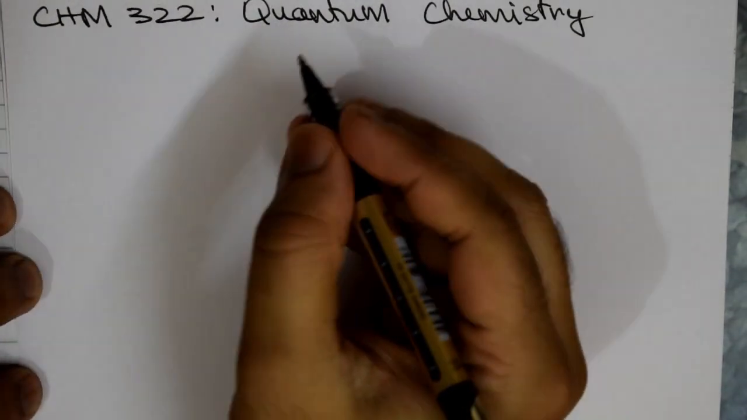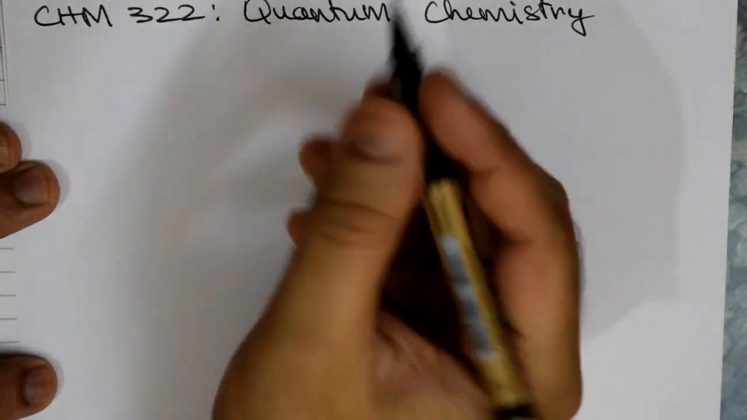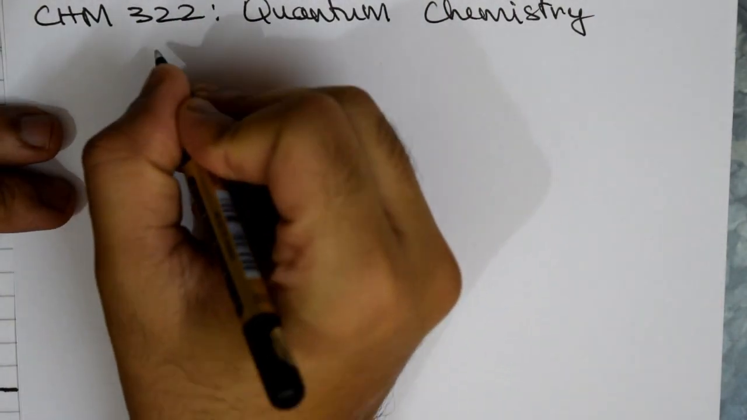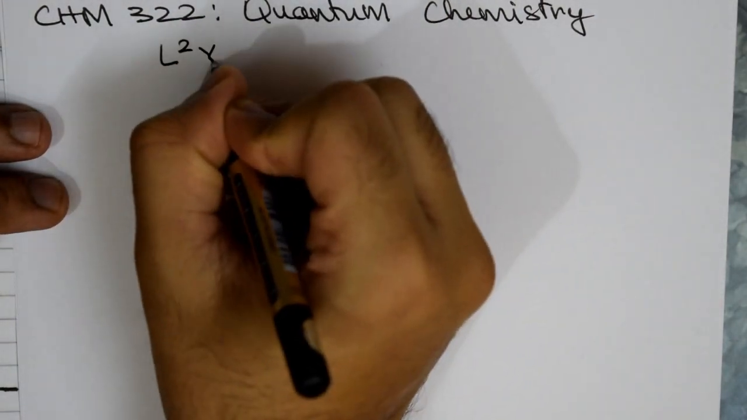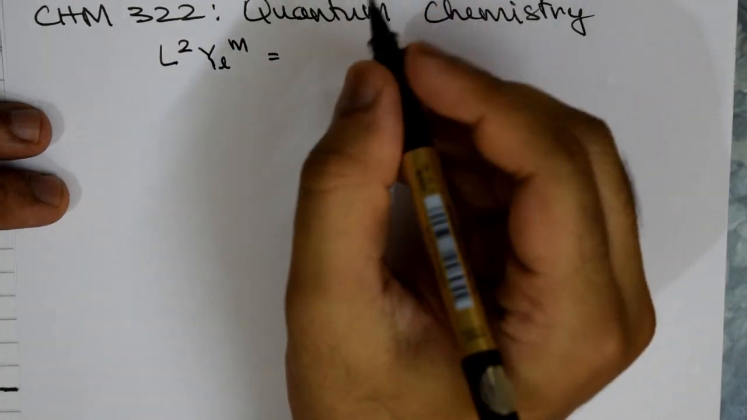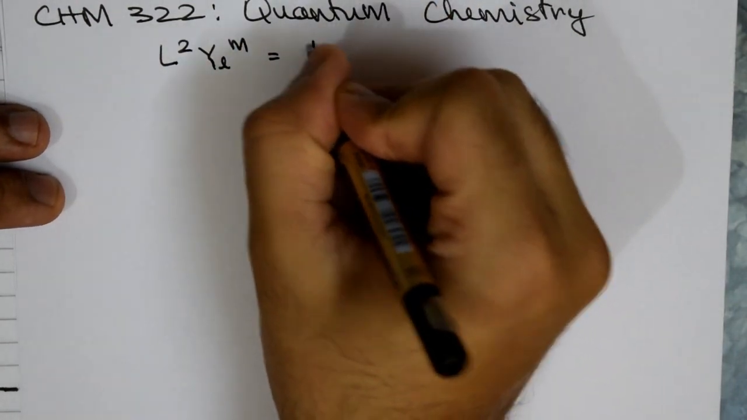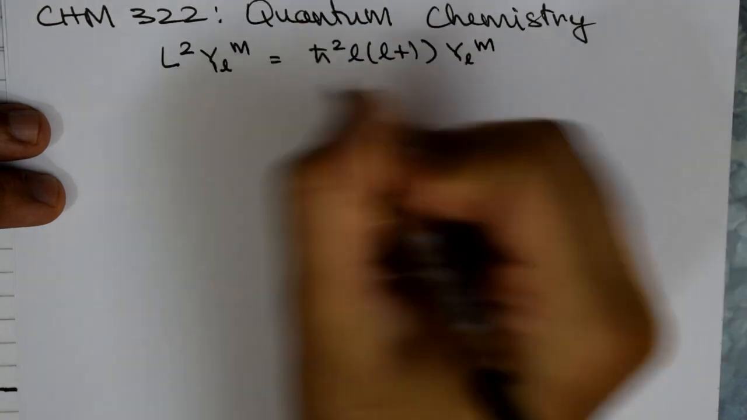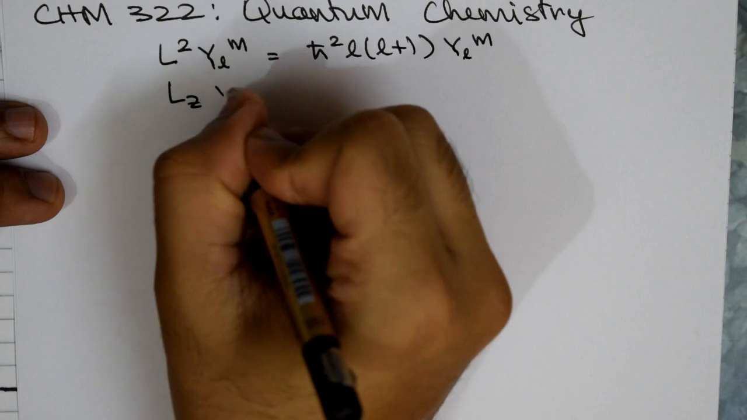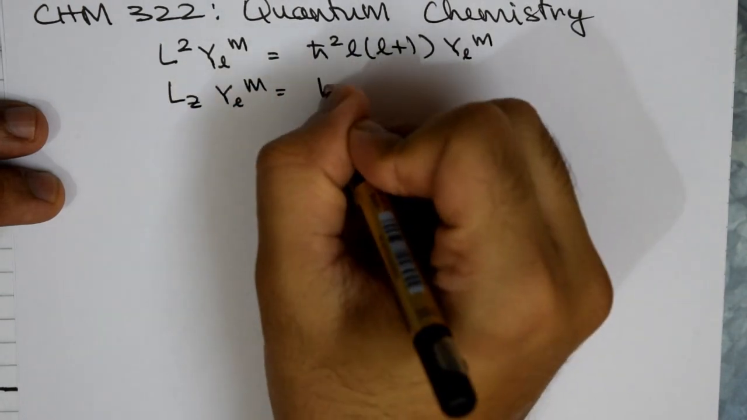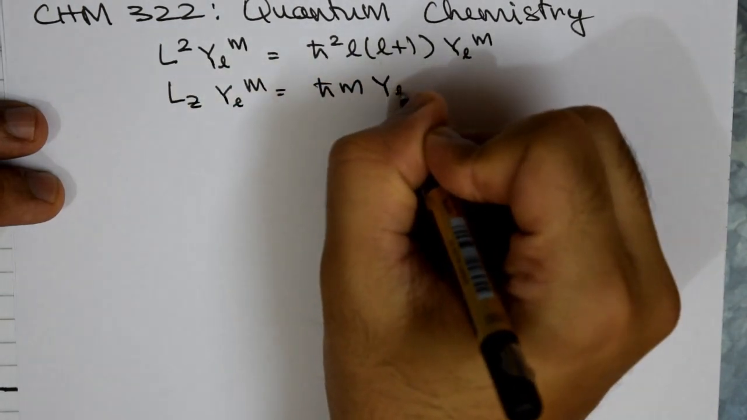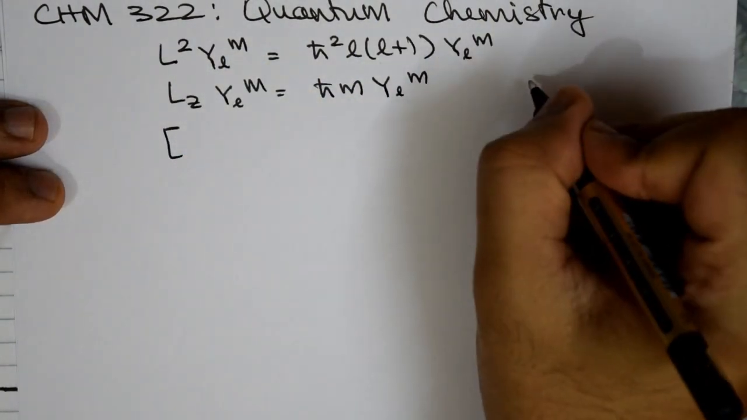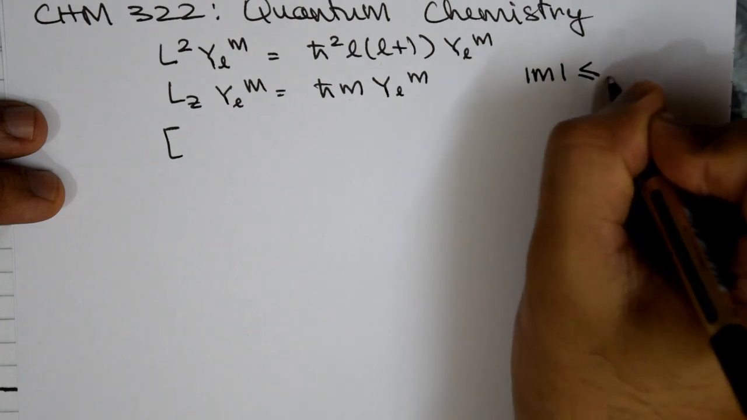In the previous lecture, we saw how the angular momentum operators end up providing certain measurables. So basically, Y_lm when operated by L² gives you ħ² l(l+1) Y_lm. Lz operating on Y_lm gives you mħ Y_lm. We saw that the modulus of m is restricted by the value of l.